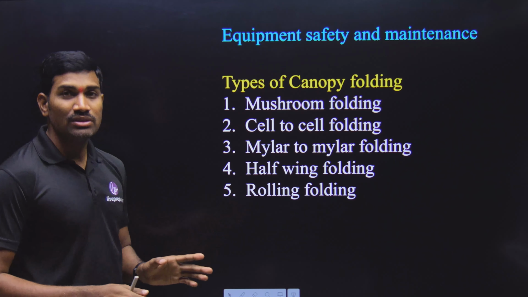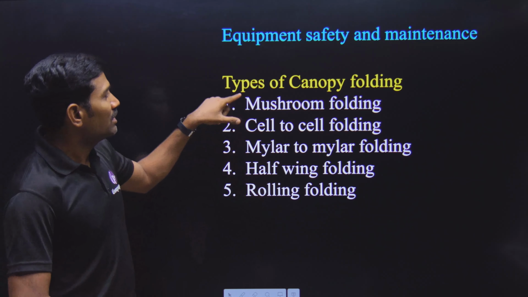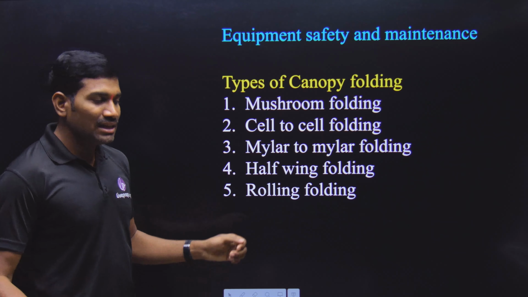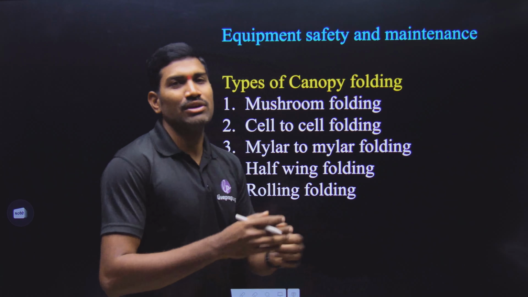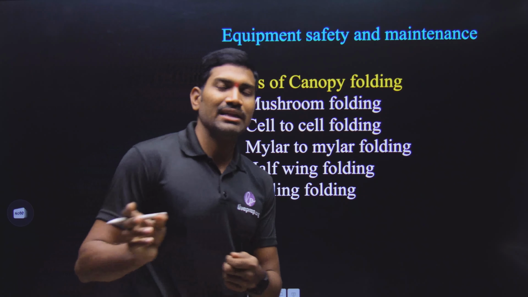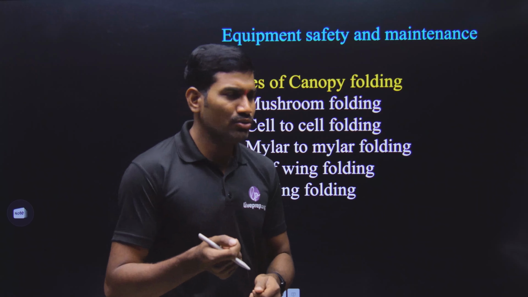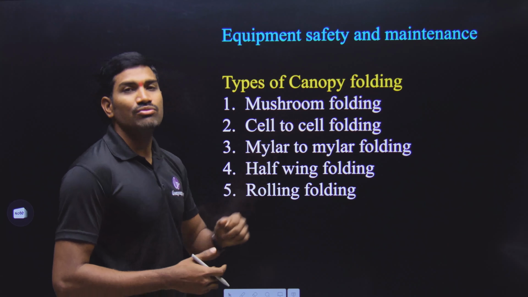Okay. Next one, types of canopy folding. I gave all the names on the internet. Please search it on YouTube, you will get different types. So canopy folding. Generally, when we are in ground handling, or when we are going for takeoff and landing, suppose you need to come back again and then go for takeoff again, then what do you need to do for a very short duration? Generally, we are using this mushroom folding.